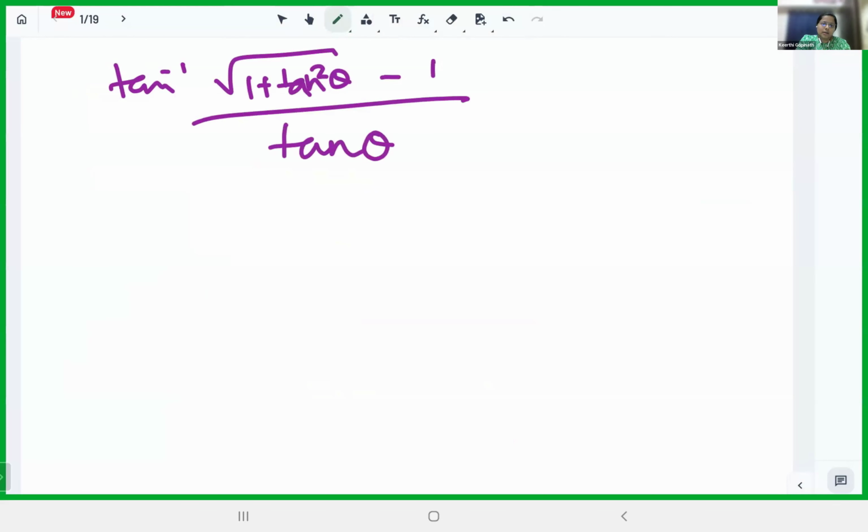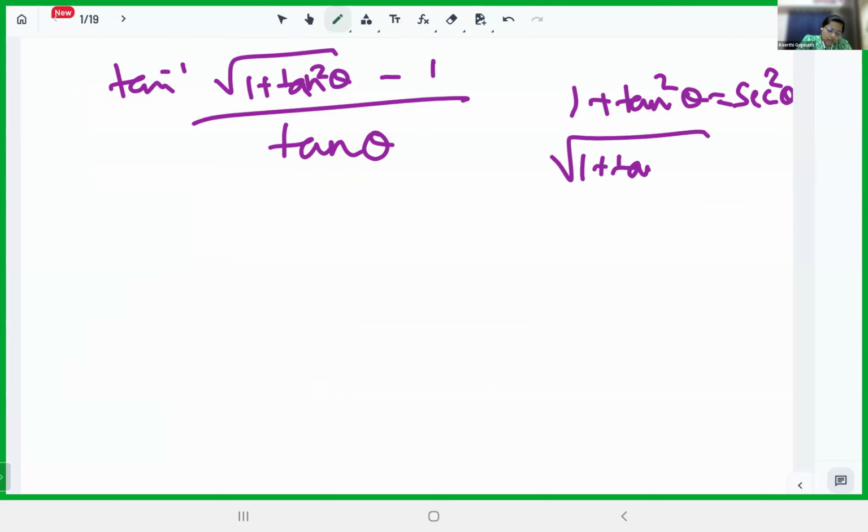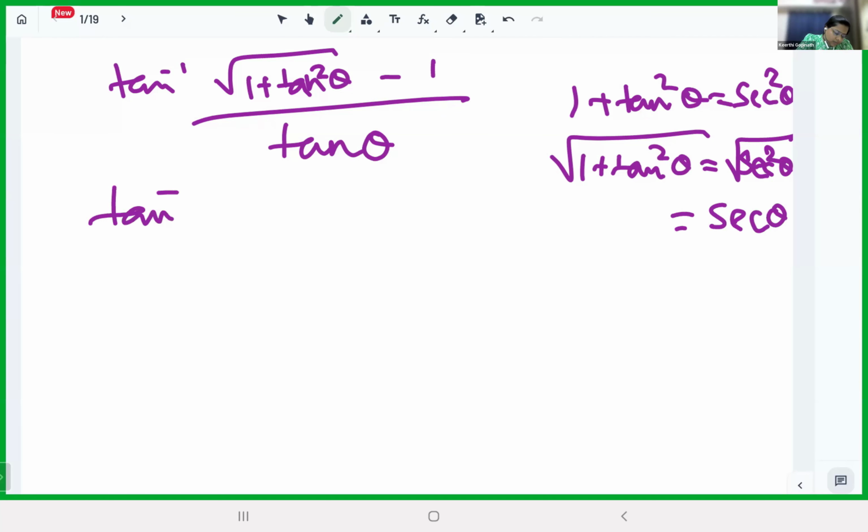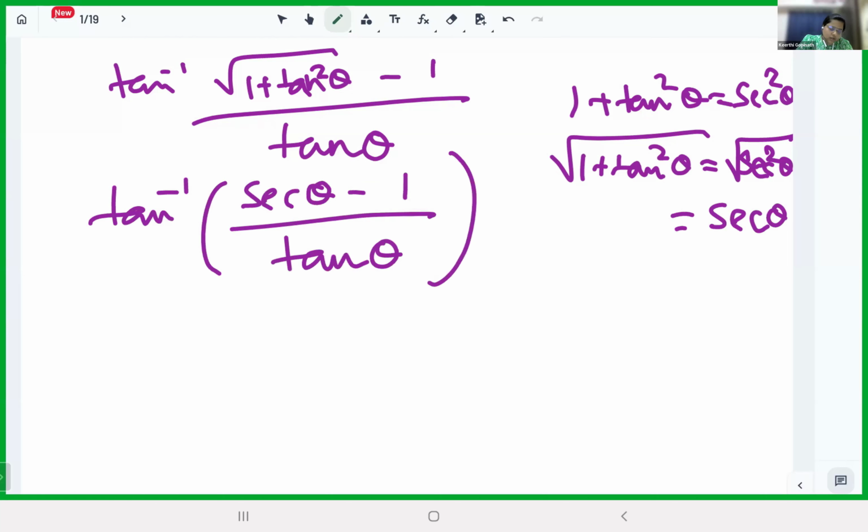Now what is the value of root of 1 plus tan square theta? Again, you have to apply the identity. 1 plus tan square theta is equal to sec square theta. So root of 1 plus tan square theta is root of sec square theta, which is nothing but sec theta. So here you can write tan inverse of sec theta minus 1 by tan theta.